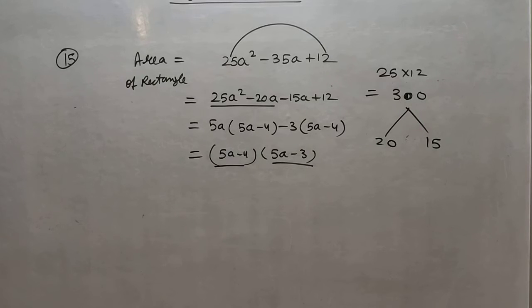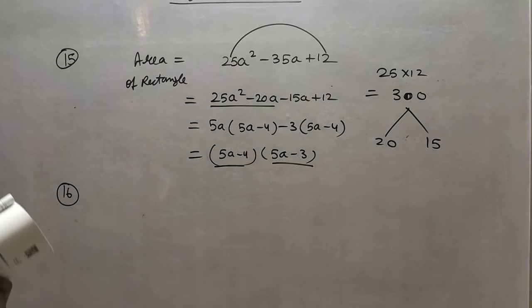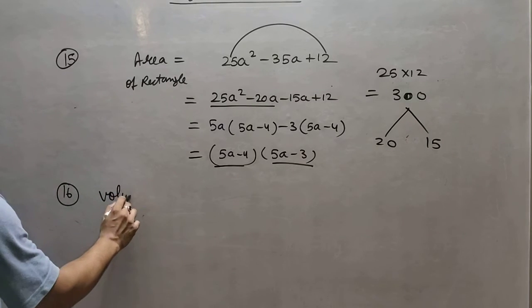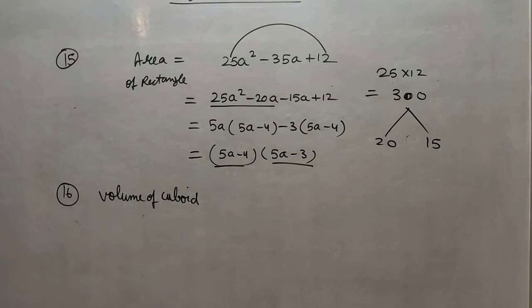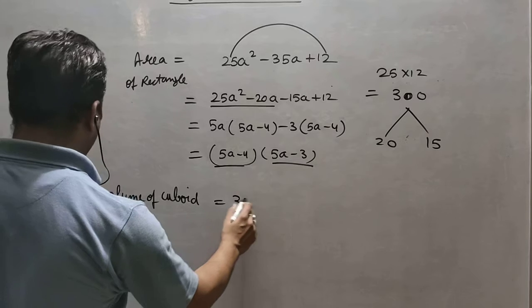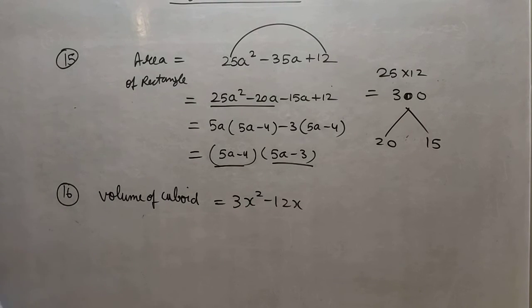In the same way you can do the second part also. Now the exercise is done. Now I want to share with you some important sums. Okay, now there is one more sum, that is volume. It is the volume of a cuboid. Obviously it is related to 3 dimensions and the volume is given as 3x square minus 12x, right? Now you have to understand, if it is a volume it will give 3 dimensions, right? But it is in a quadratic form, so how can we get the third dimension?